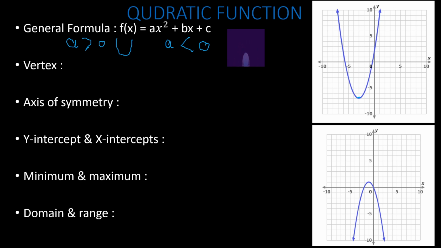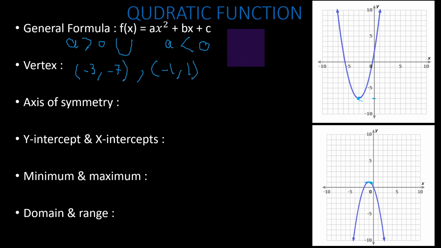So in the first shape, the vertex is at -3 on x, and -7 on y. So it's (-3, -7) in the first shape. In the second shape, the parabola goes up and then downward. Then this is the vertex, which is (-1, 1).